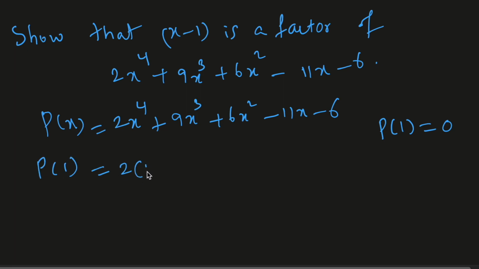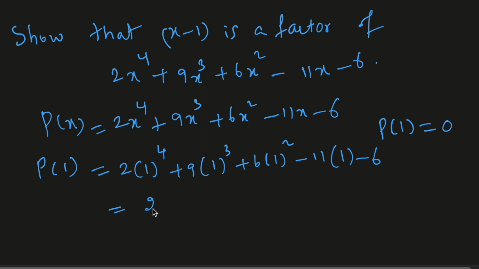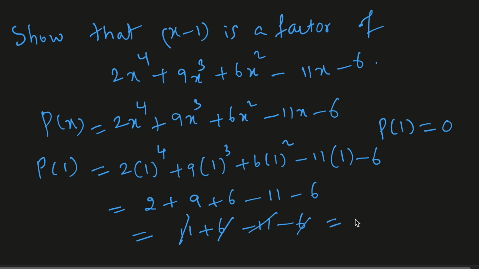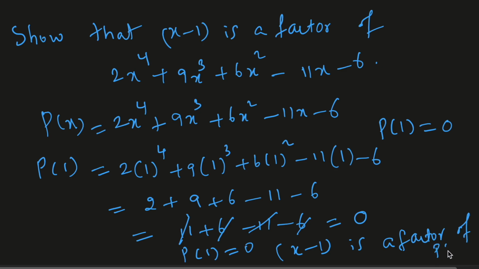p(1) is 2 into 1 to the power of 4 plus 9 into 1 cube plus 6 into 1 square minus 11 into 1 minus 6. That is 2 plus 9 plus 6 minus 11 minus 6. 2 plus 9 is 11, 11 plus 6 minus 11 minus 6. Plus 11 minus 11 cancels, plus 6 minus 6 cancels, it is 0. So when p(1) is 0, x minus 1 is a factor of p(x).